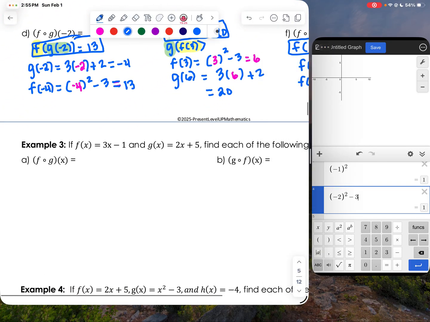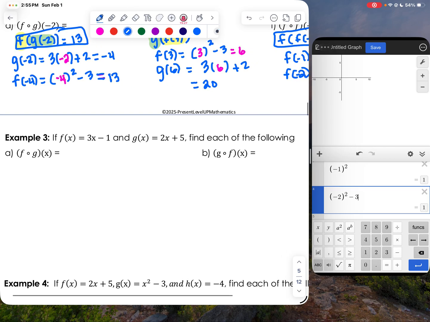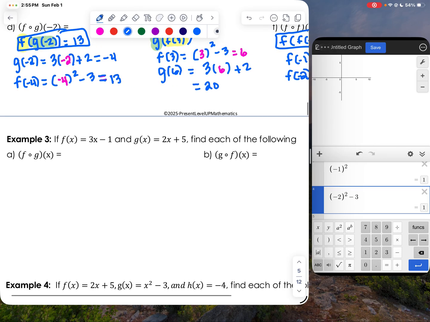All right, moving on. In example 3, it says f of x is the function 3x minus 1, and g of x is the function 2x plus 5. Find each of the following. So in problem A, they want us to find f of g of x. Now I'm going to rewrite it in this notation, f of g of x.